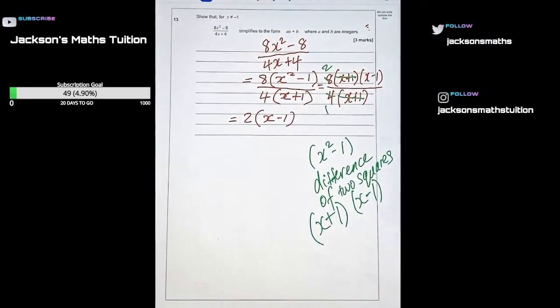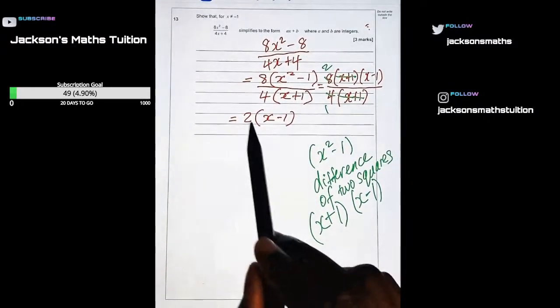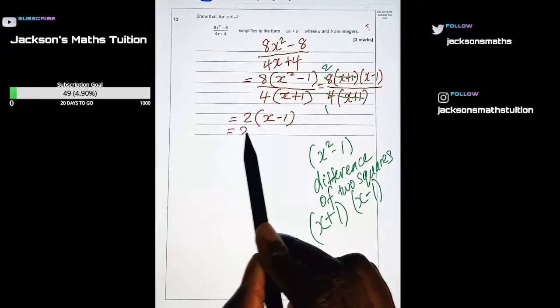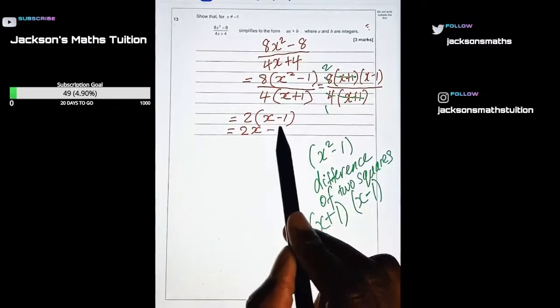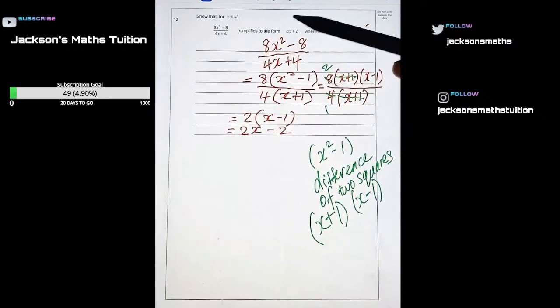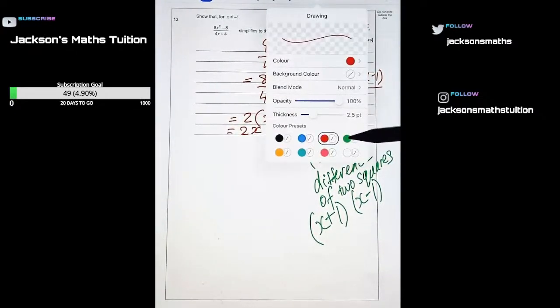And you can expand that bracket. So we're going to do 2 times x, which is 2x. 2 times a minus 1, minus 2. Now that looks like this now. Our ax plus b.